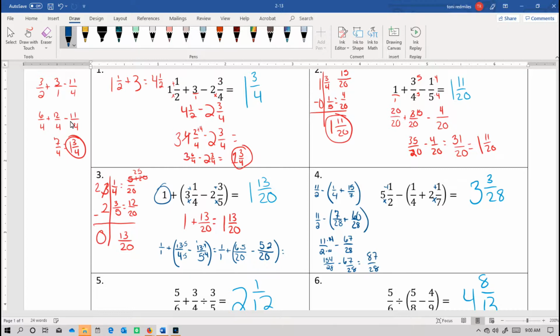Now 28 goes into 87 3 times. And if I do that 3 times, so you're going to take 28 times 3, that's going to be 84, leaving me with 3 extra pieces. All right. So that's how I would do it doing the improper method.